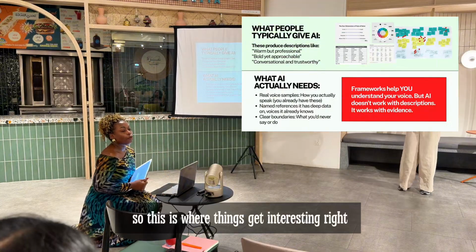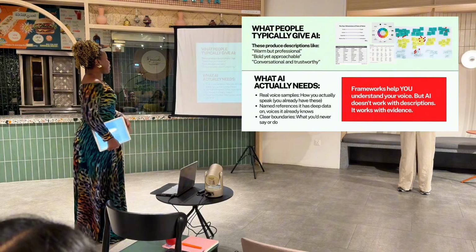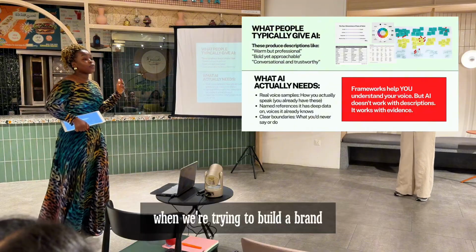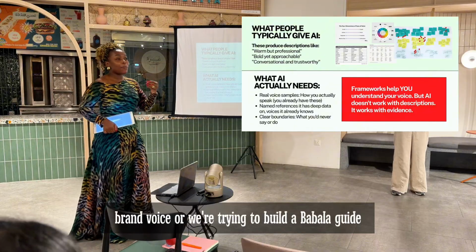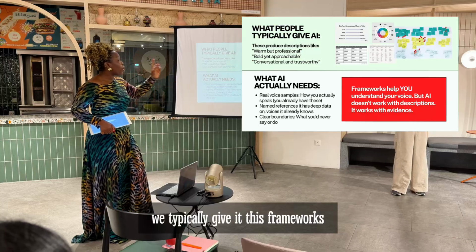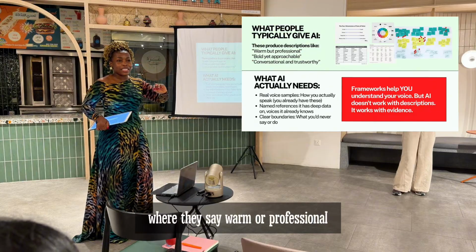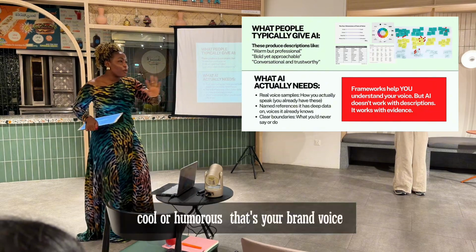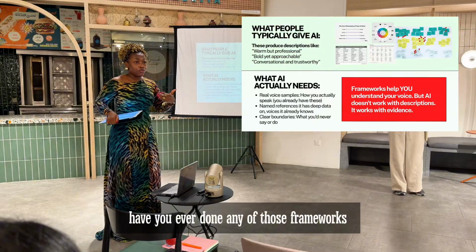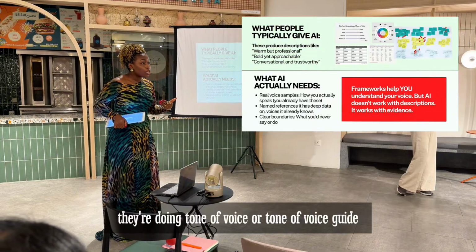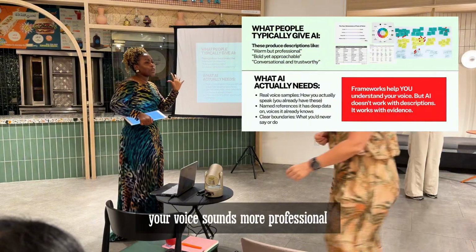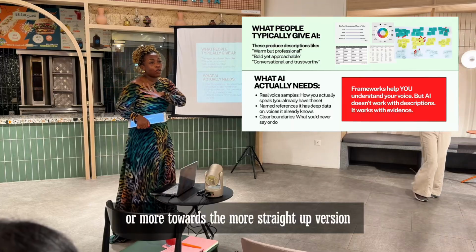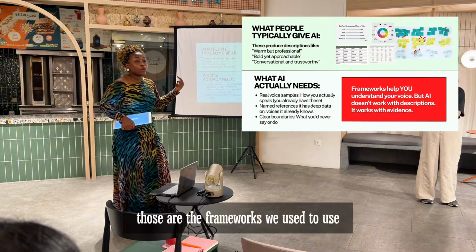Oh my God. So this is where things get interesting, right? This is what we typically give AI before. When we're trying to build a brand voice, or we're trying to build a verbal guide, we typically give it these frameworks. Have any of you ever done any of this framework where they say warm or professional, or formal or casual, cool or humorous? That's your brand voice. You go out and they say they are doing a tone of voice guide, and they say, oh, your voice sounds more professional. Are you leaning towards the more humorous version or more towards the more straight up version? Those are the frameworks we used to use.